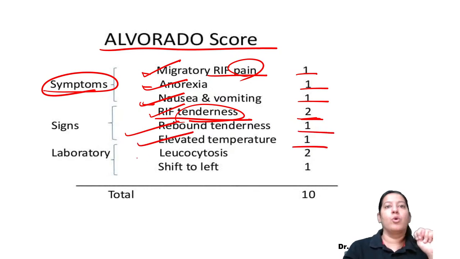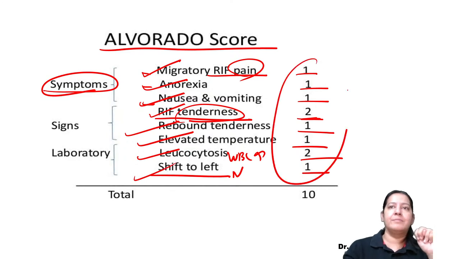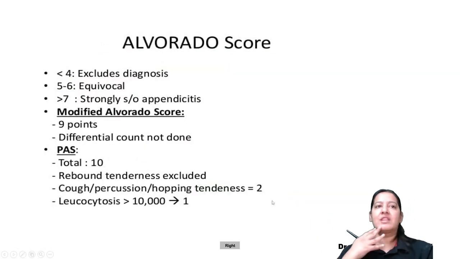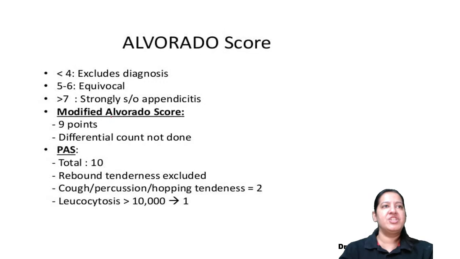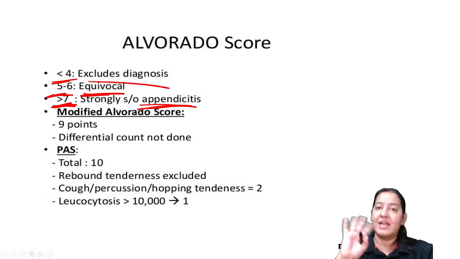Fever is one score. Leukocytosis means WBC increased in the CBC. It has two scores. And shift to the left towards neutrophils has one score. So count them, total 10. Out of 10, how much will the patient have? If the patient has more than 7, it is strongly a case of acute appendicitis. If it is 5 to 6, it is equivocal. Less than 4, it is not acute appendicitis, it is something else.